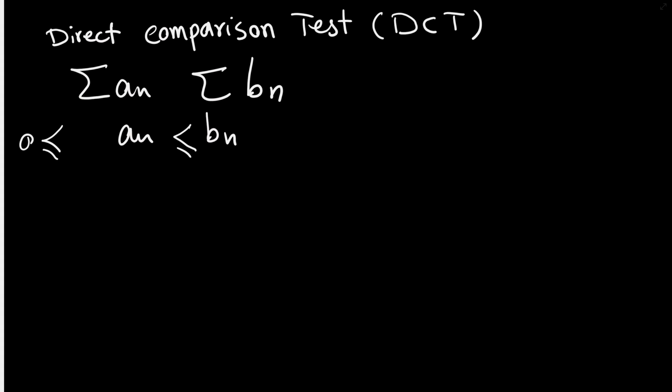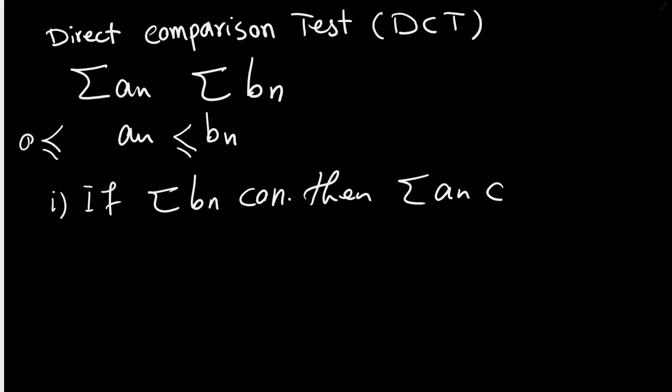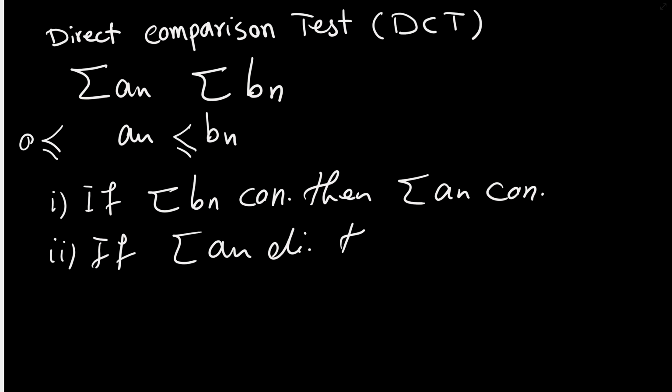So there are two results for the direct comparison test. If sigma bn converges, then sigma an converges. And the other one, if sigma an diverges, then sigma bn diverges.